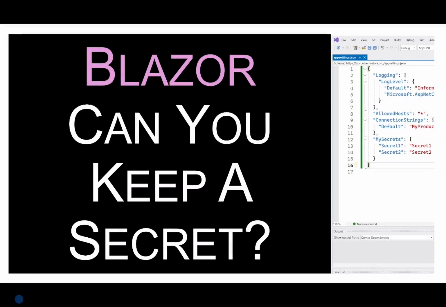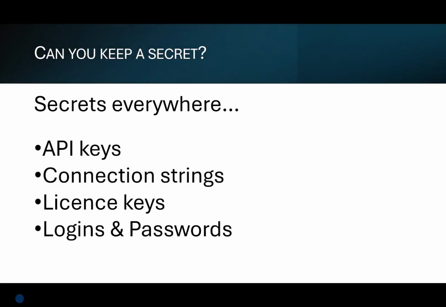Welcome to this video, which I'm calling Can You Keep a Secret? When creating a web application, there is almost always information that can be considered to be secret. Examples of this type of information are API keys, connection strings for databases, and product keys, amongst others.